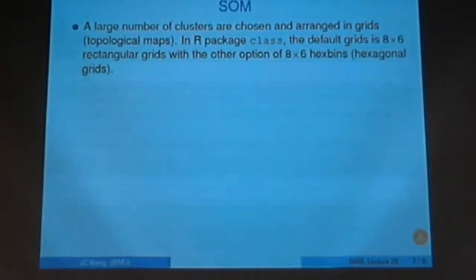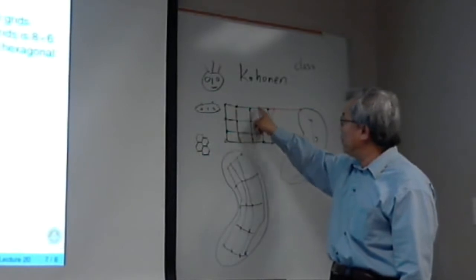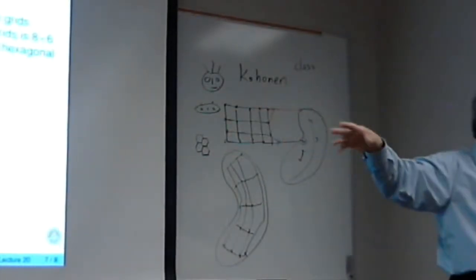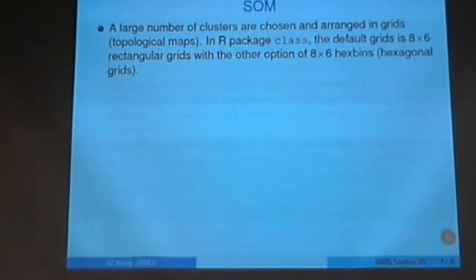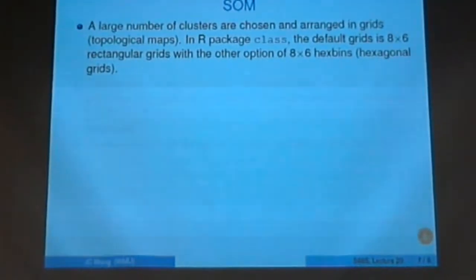So you start with a large number of clusters arranged in grids. For example, in this case, how many grids do we have? We have 1, 2, 3, 4, 4 by 5. There are 20 grids, right? So you start with about 20 clusters. But finally, when you look at the final result, you don't need that many clusters. You reduce to only quite a few clusters with this result.